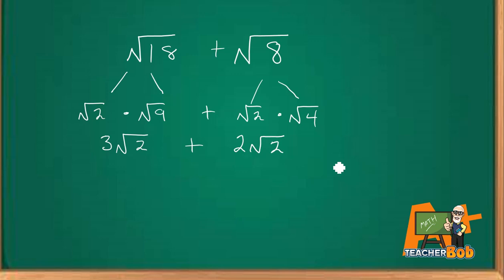So how many square roots of 2 do we have? Well, in the first term here we've got 3 of them. In the second term we've got 2 of them. 3 times the square root of 2 plus 2 times the square root of 2. They're square roots. They have the same radicand, so we can combine these. So our answer is 5 times the square root of 2.